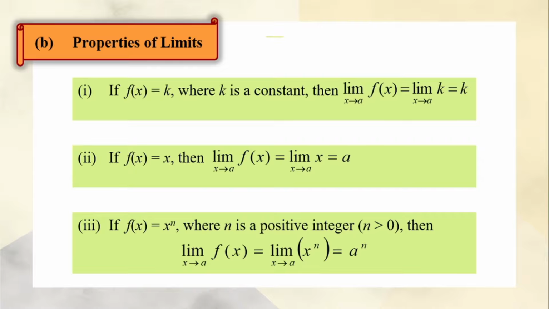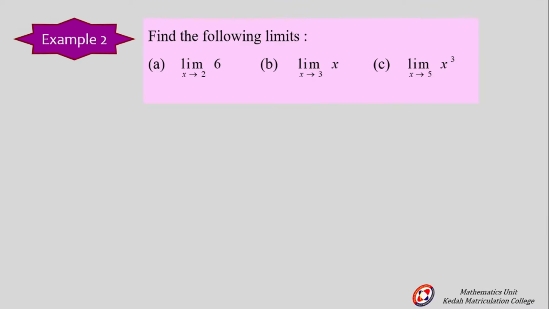Next, we will apply these properties in example 2. Find the following limits. A, limit of 6 as x approaches 2. B, limit of x as x approaches 3. C, limit of x cubed as x approaches 5. Okay, now we find the solution for example 2A.